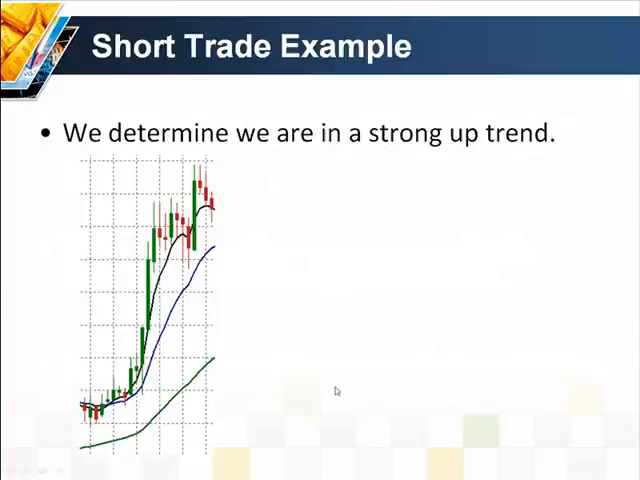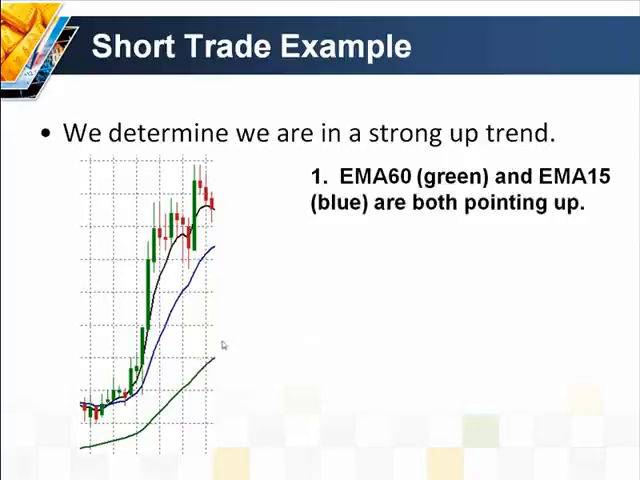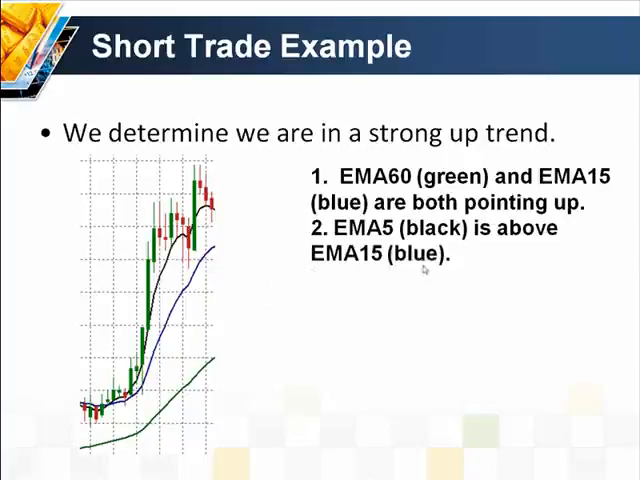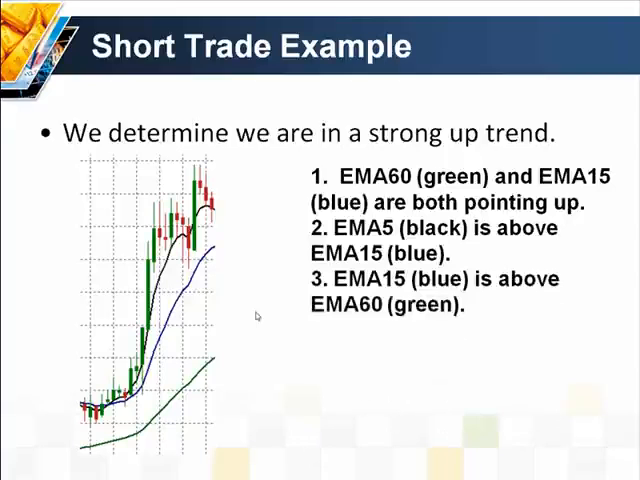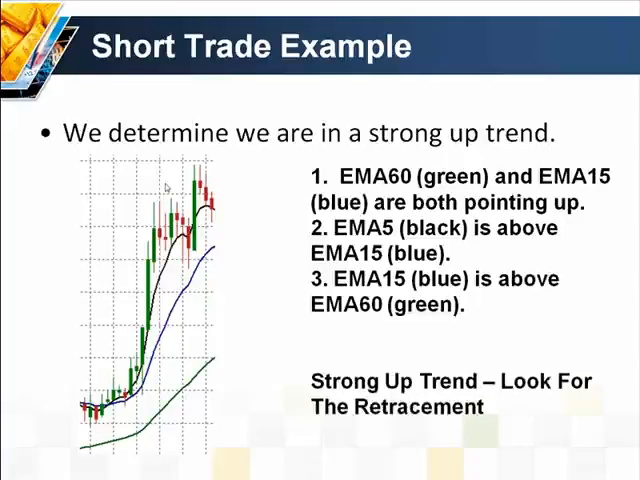So taking a look at an example here, and then we'll go to the charts and take a look at a couple of examples there. We first determine we are in a strong uptrend. We do this by taking a look at the chart. The EMA 60 and the EMA 15, which is the green line and the blue line respectively, are both pointing up. We then ensure that the EMA 5, the black line, is above the EMA 15, the blue line. And finally, we ensure that the EMA 15 is above the EMA 60. At that point, we determine we are in a strong uptrend.